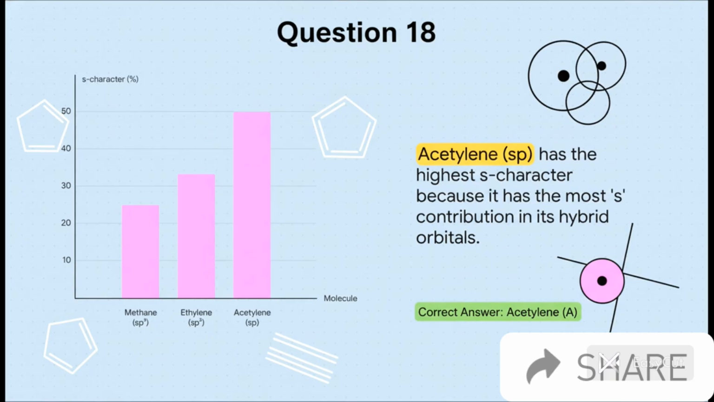Question 18. In which of these molecules does the sigma bond have the highest S character? The answer is A, acetylene. S character is all about the hybridization. Acetylene has sp hybridization, so it's a 50-50 split, 50% S character. That's way higher than ethylene, which is sp2, so it's about 33% S. And methane is sp3, so it's only 25% S. Acetylene is the clear winner here.